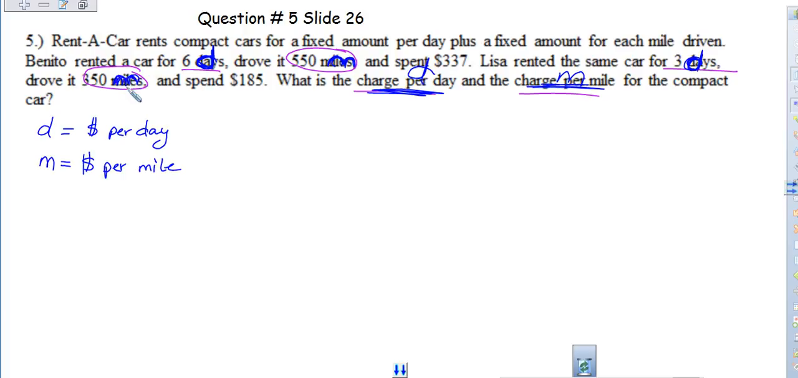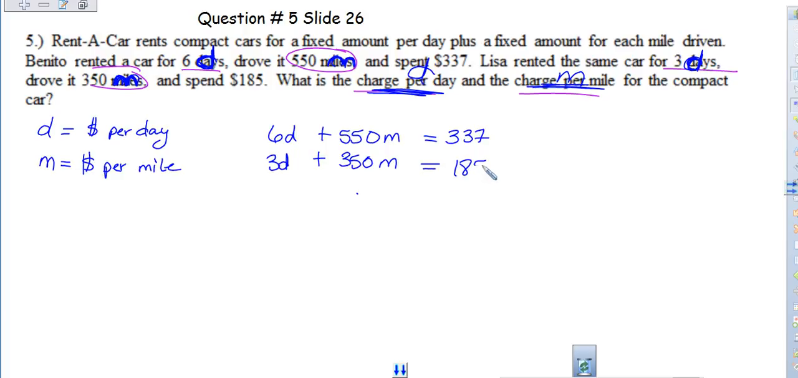And so now it should be really easy to create our equation because all our letters are right next to the numbers they need to be. So we have 6 days plus 550 miles equaled $337. 3 days plus 350 miles, I'll erase that so you can see a little bit better, equaled $185. Okay? So now, see how they're stacked again?